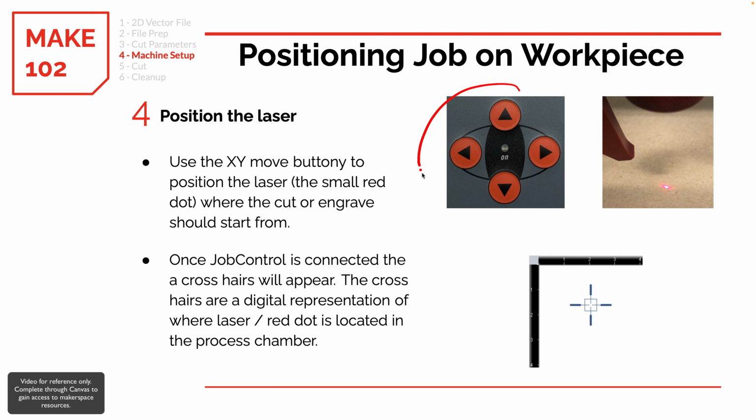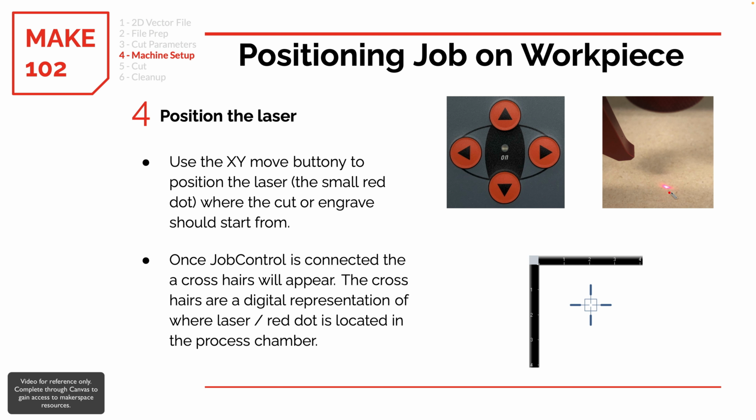So we're going to use a combination of the directional controls and the red dot laser pointer in the machine to position the job where we want it to be cut. Now, this is a very low power laser. You don't have to worry about touching this laser or putting your hand under this laser pointer. It is just like a presentation laser pointer.